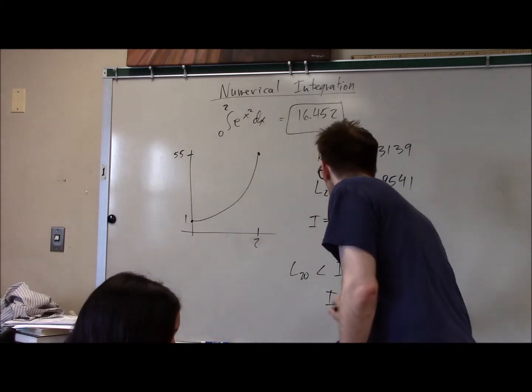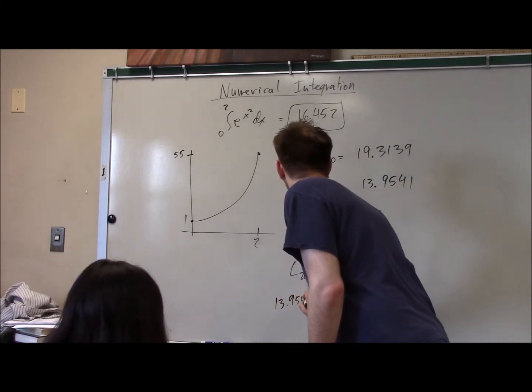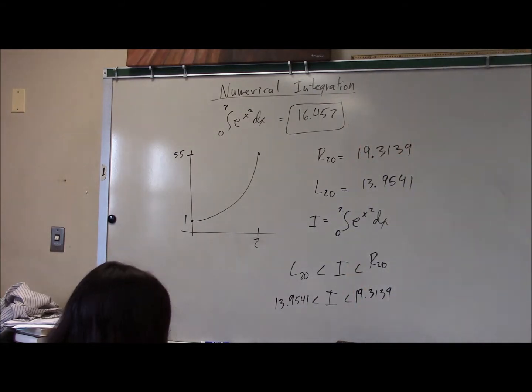So I know that I is somewhere between 13.9541 and 19.3139. That is, however, a pretty terrible approximation. How can we do better? We had a whole conversation about this. How can we do better?